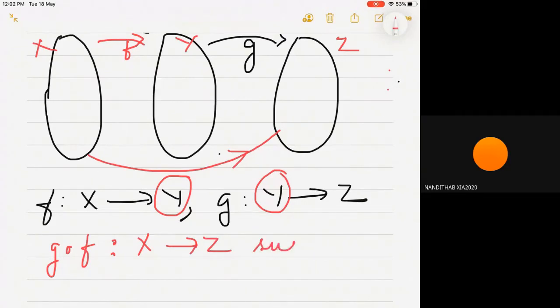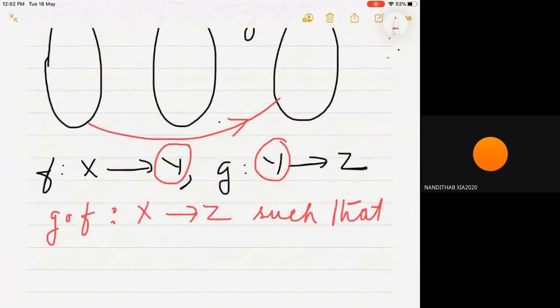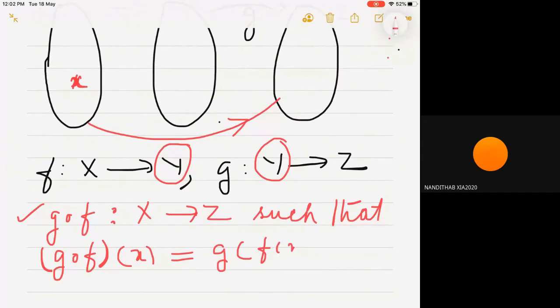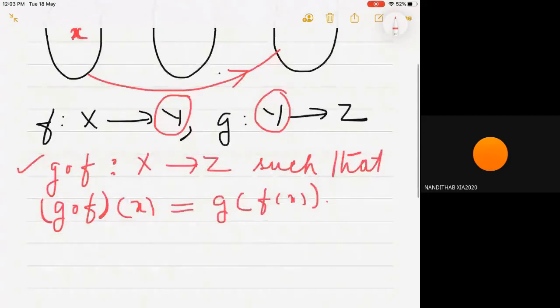such that now we are talking about from where to where G dot F is defined. And the second part is what is the image of any element X from the domain of G dot F. It is defined as G of F of X. This you have studied yesterday. Now my question is whether G dot F is the same as F dot G. Whether these compositions are the same.